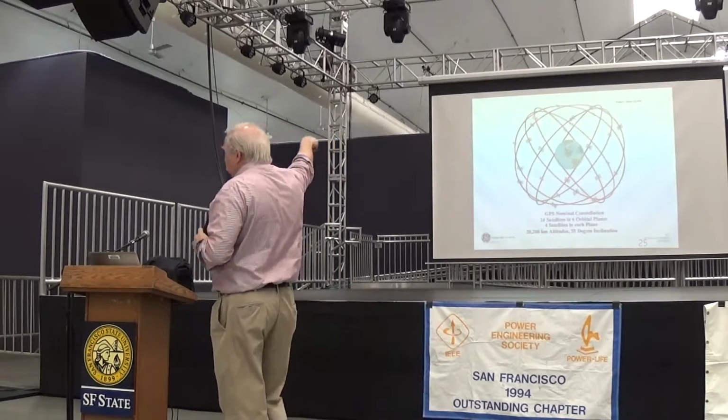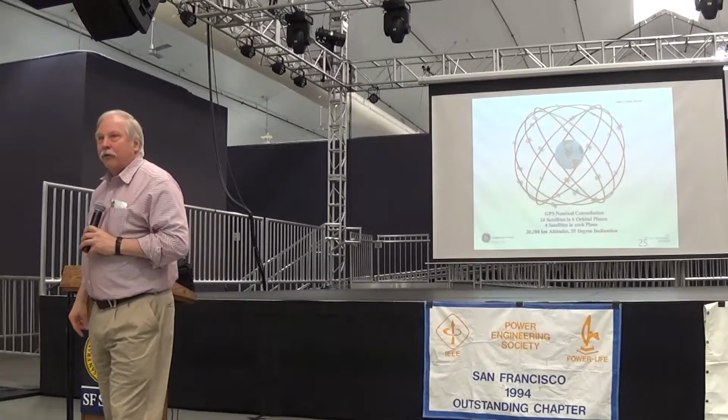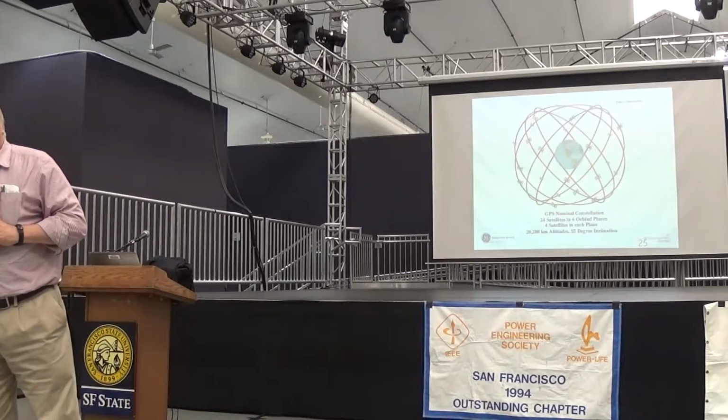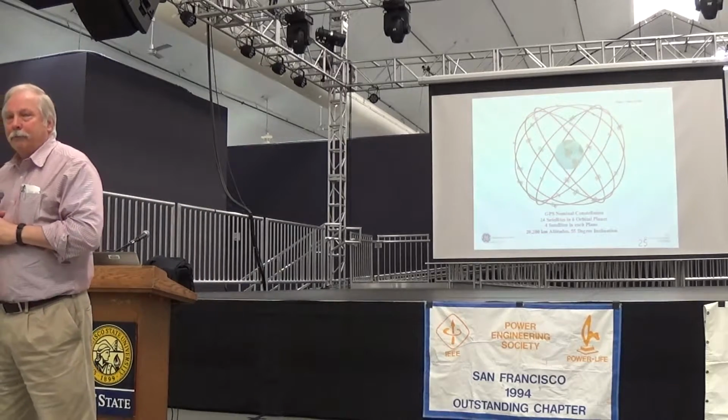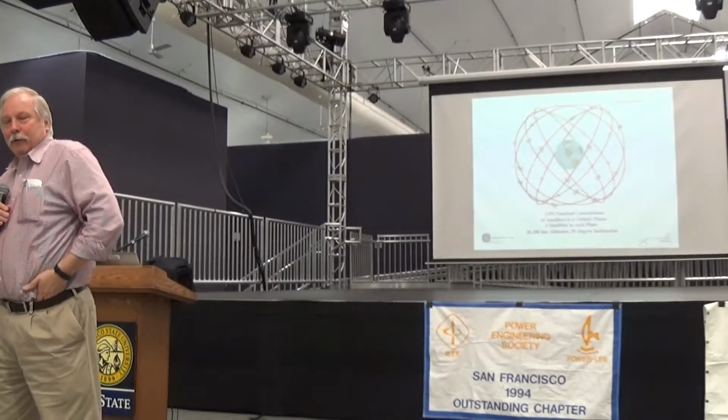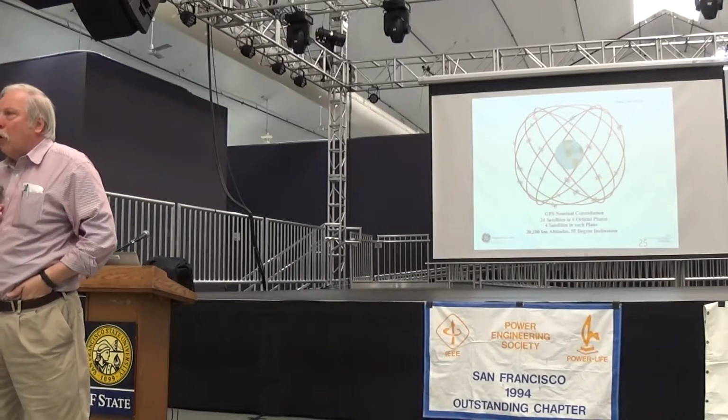Going forward, a constellation of satellites now exists around the Earth in a relatively low orbit.